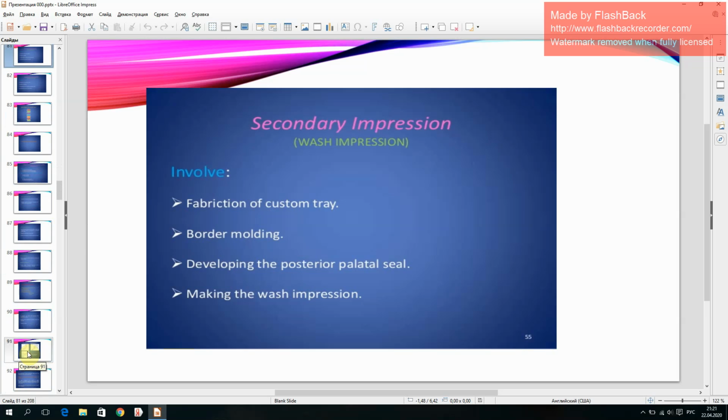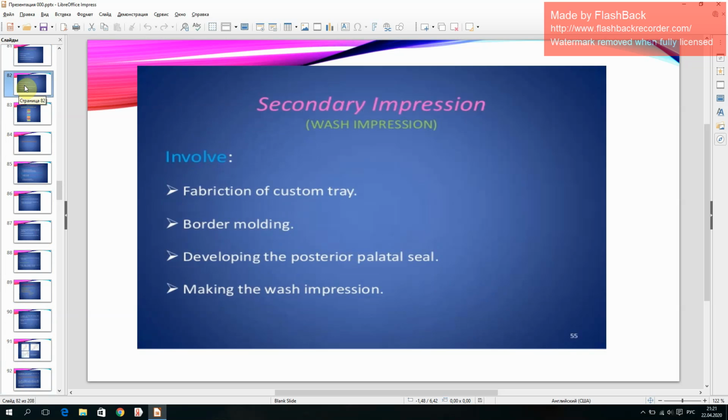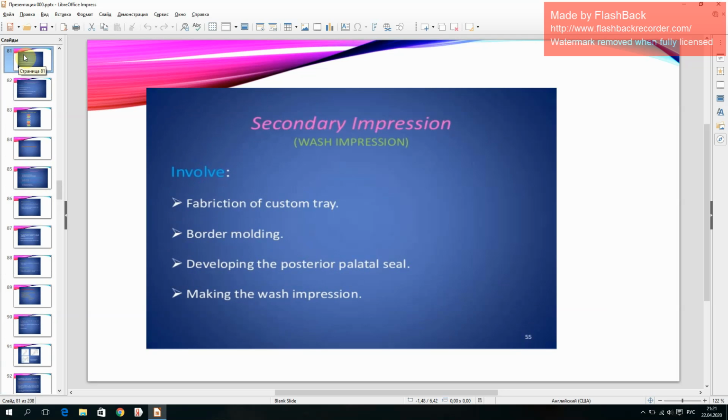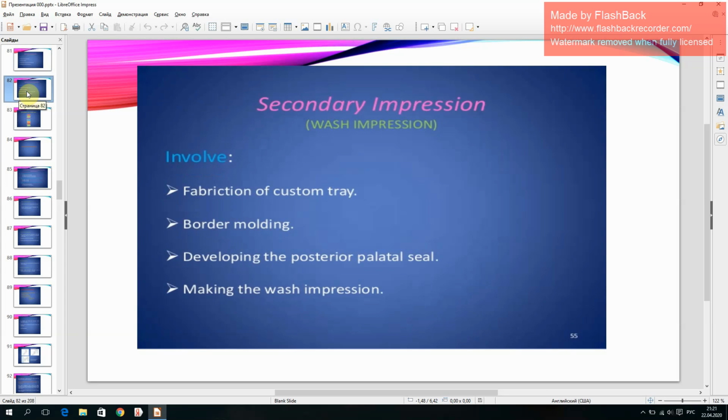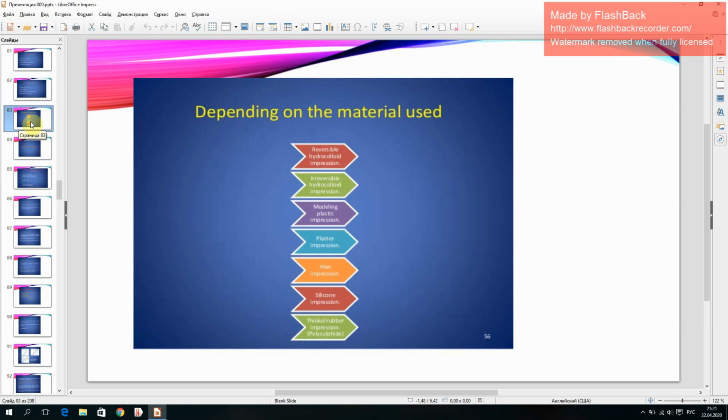Secondary impression, wash impression, involve fabrication of custom tray, border molding, developing the posterior palatal seal, making the wash impression. Secondary impression, wash impression, involve the same, depending on the material used.